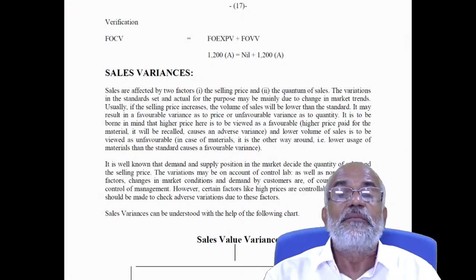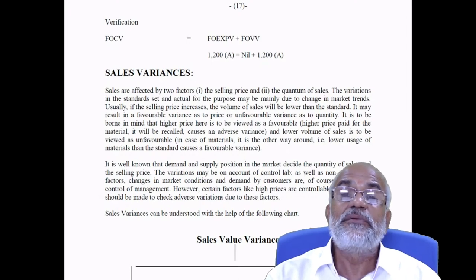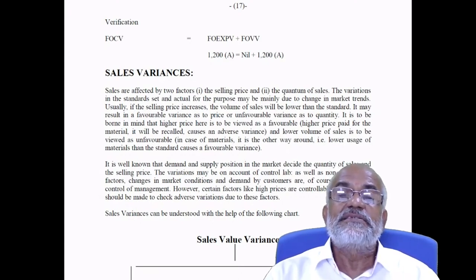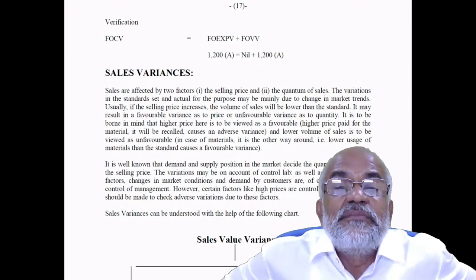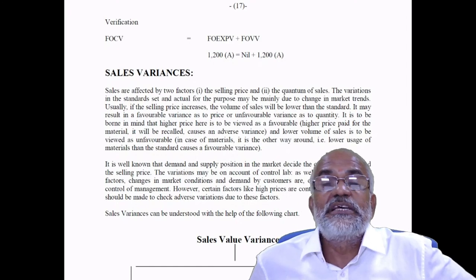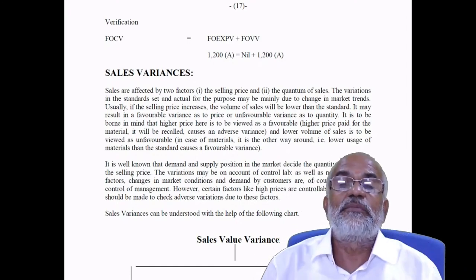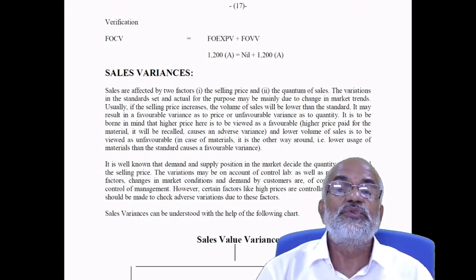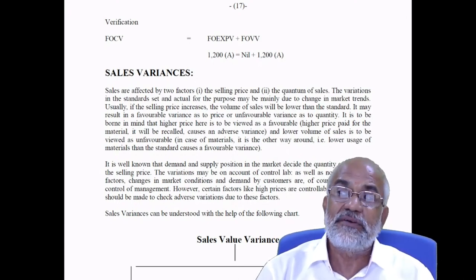It may result in a favorable variance as to the price and an unfavorable variance as to quantity. It is to be borne in mind that a higher price here is to be viewed as favorable, whereas a higher price paid for the material causes an adverse variance, and the lower volume of sales is to be viewed as unfavorable. In case of materials, it is the other way around. Lower use of materials than the standard causes a favorable variance.